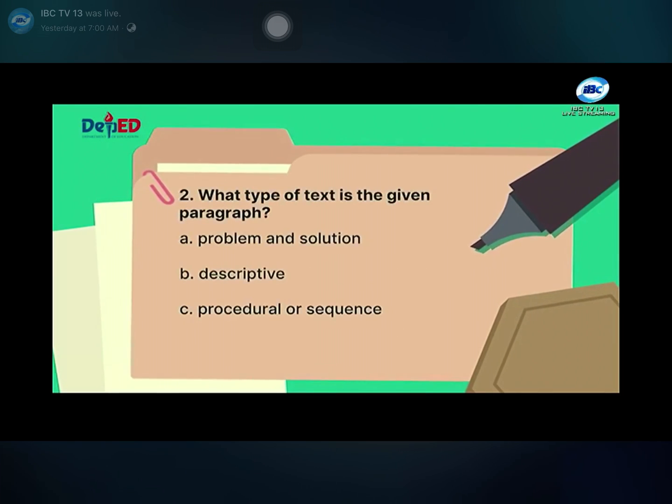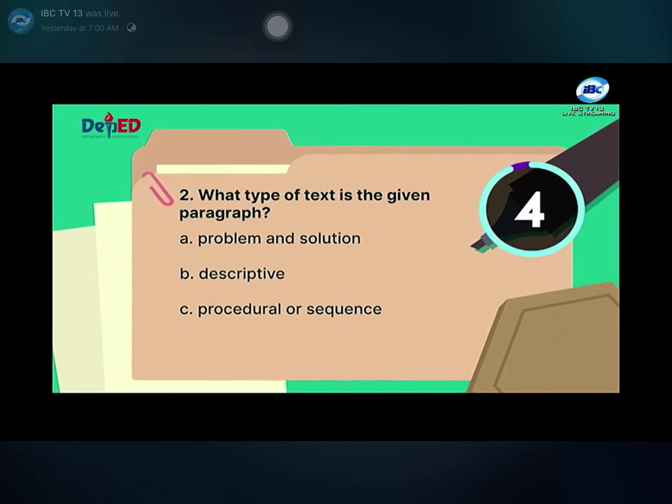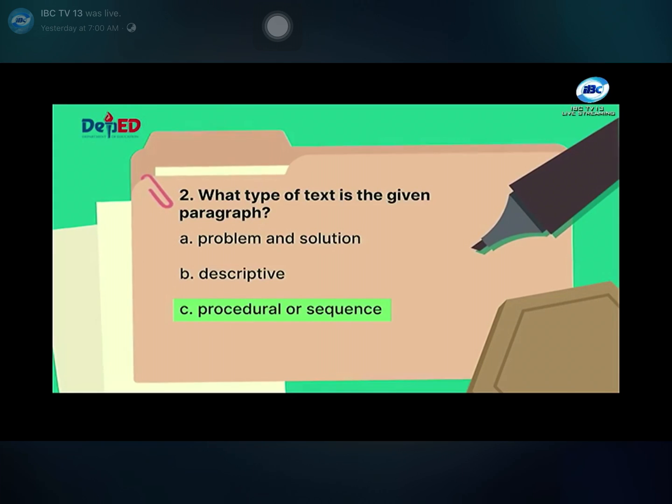Number 2. What type of text is the given paragraph? Is it letter A, problem and solution? Or letter B, descriptive? Could it be letter C, procedural or sequence? For number 2, if your answer is letter C, you are awesome. The type of text in the given paragraph is procedural or sequence.